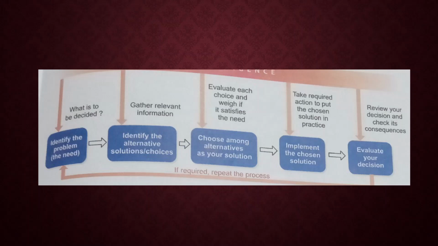So role of intelligence, we gather relevant information. Then third step, choose among alternatives as your solution. So intelligence, evaluate each choice and weigh if it satisfies the needs. Now implement the chosen solution. So intelligence, take required action to put the chosen solution in practice. Then the last step is evaluate your decision, and the role of intelligence here is to review your decision and check its consequences. Next we will see some questions about intelligence, simple questions.